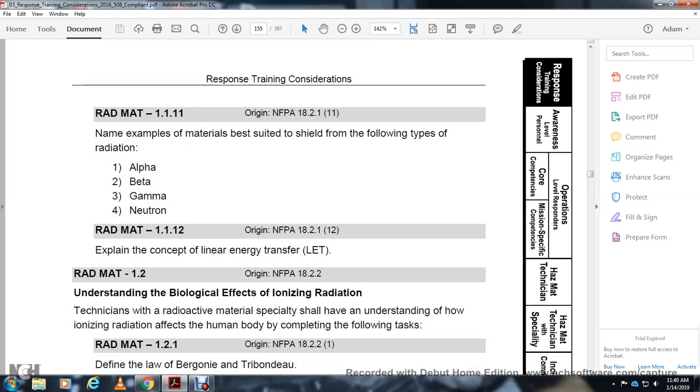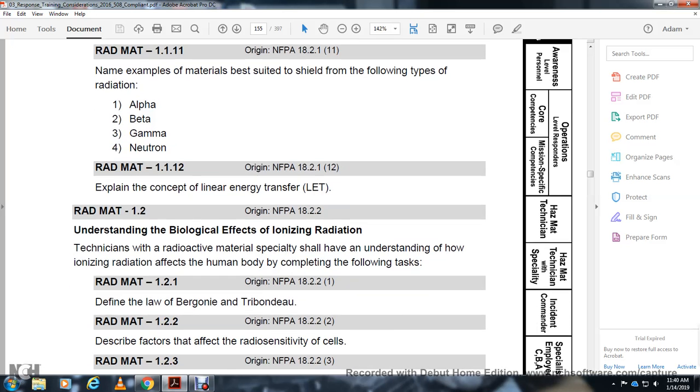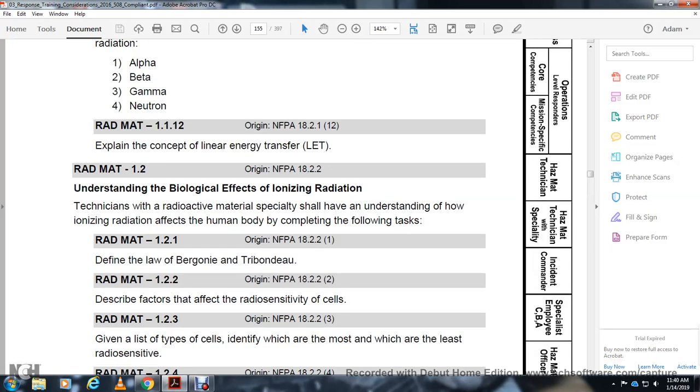Understand the biological effects of ionizing radiation. The technician with the radioactive material specialty should understand how ionizing radiation affects the human body, completing the following tasks. Define the law of Bergonie and Tribondeau, and describe the effect on radiosensitive cells. Give a list of cells identified as the most radiosensitive.